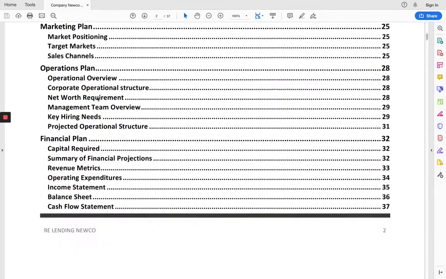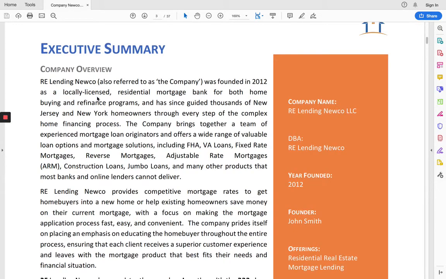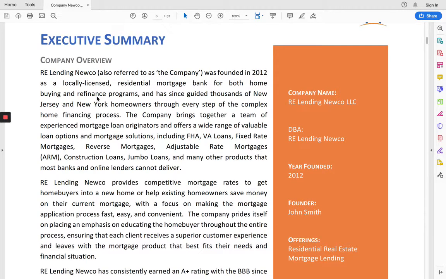read the entire plan. Typically, and this really depends on the type of business, we like to include an executive summary. This is essentially an overview of the entire business and the entire business plan in more of a 2 to 3 page format.